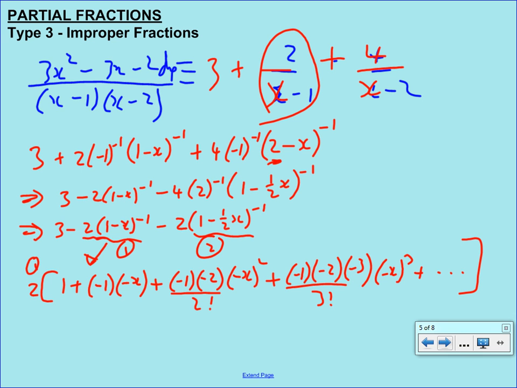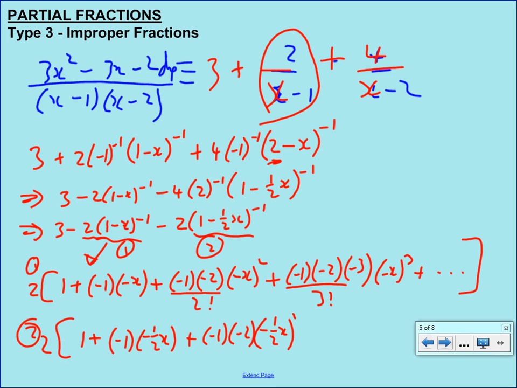And then we'd have number 2. I've got a 2 on the outside again, and I'd have 1 plus, well, my n is minus 1, my x is minus a half x, plus minus 1 times minus 2 times minus a half x all squared divided by 2 factorial, plus minus 1 times minus 2 times minus 3 over 3 factorial, times minus a half x all cubed, plus dot dot dot. You get the point, yeah?